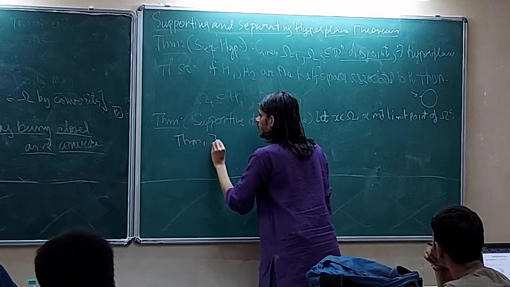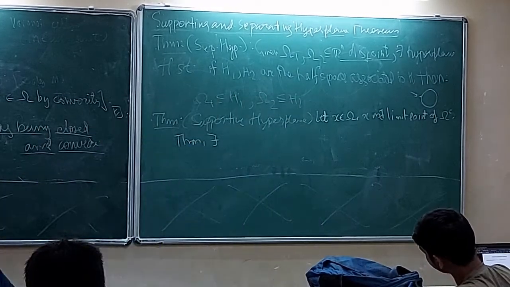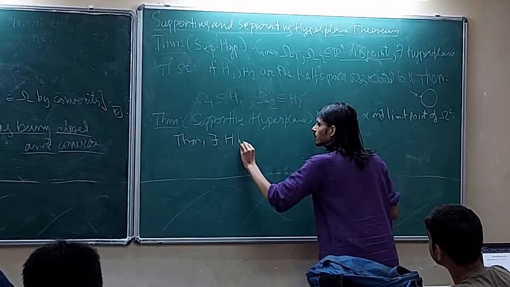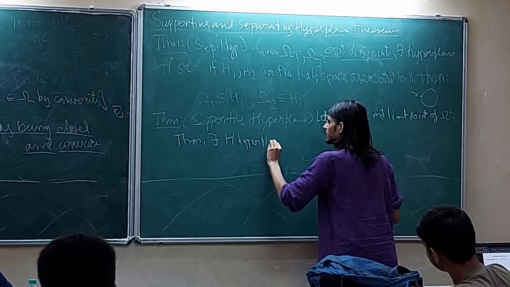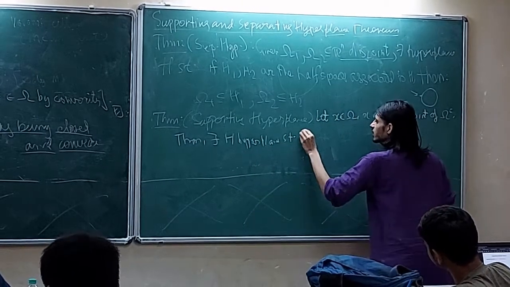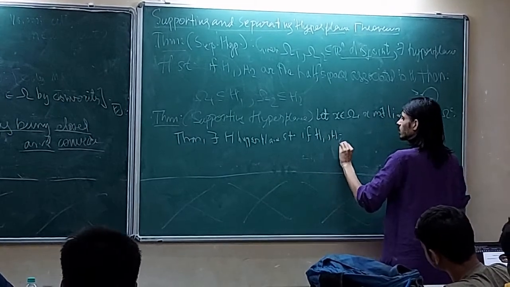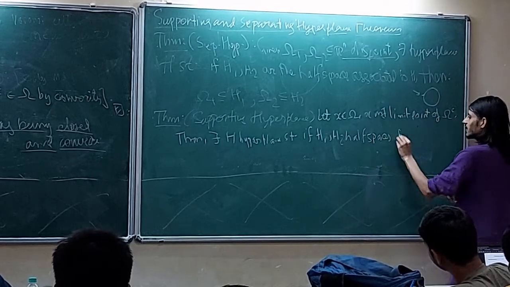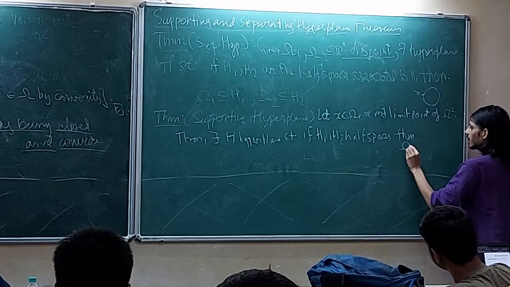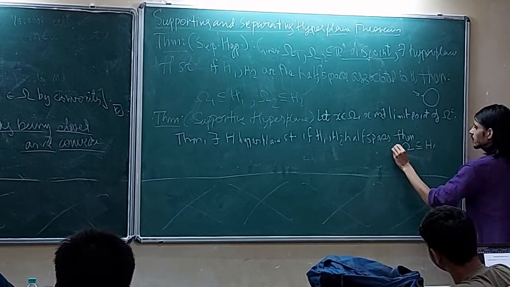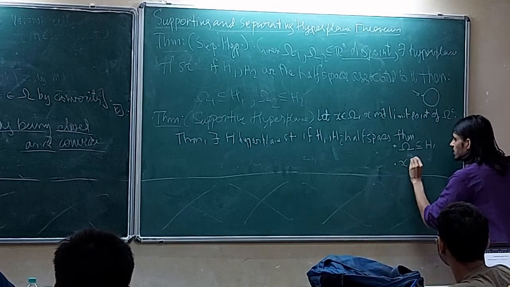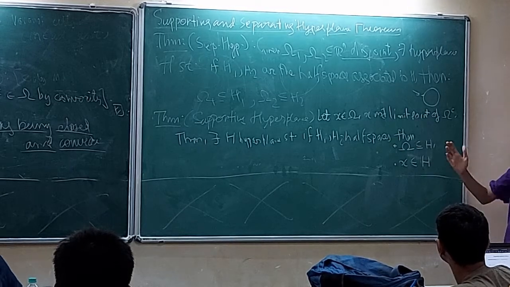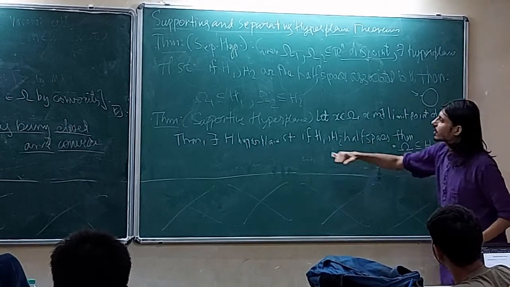Then, as I mentioned, there is no need for uniqueness. Look at this square. There is no need for uniqueness. There is a hyperplane H such that if H1 and H2 are the half spaces associated to H, then omega is contained entirely in H1 and x is in H. So this point x should be in the hyperplane and omega should lie entirely in one of the half spaces. And this is the supporting hyperplane.